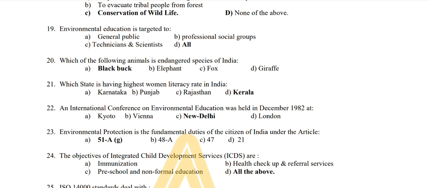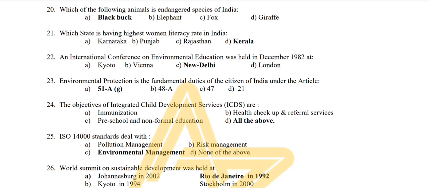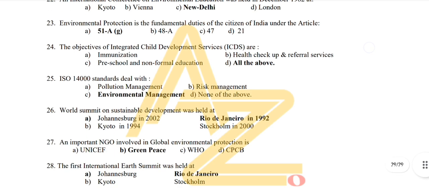21st question, which state has the highest women literacy in India? Kerala. An international conference on environmental education was held in December 1982 in New Delhi. 23rd question, environmental protection is a fundamental duty of the citizens of India under Article 51A(g). The objective of Integrated Child Development Services, all the above.